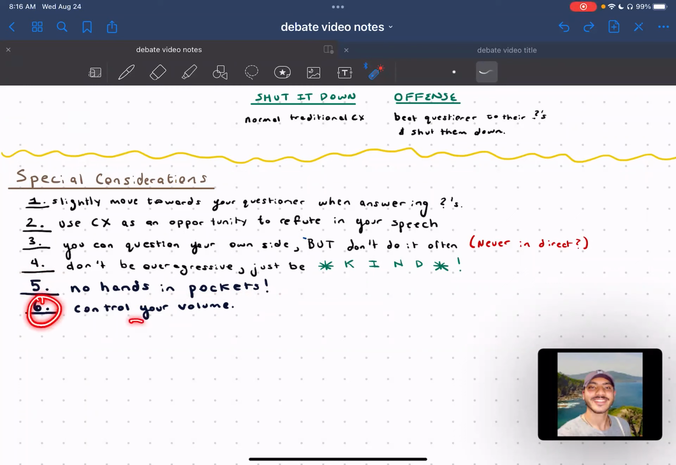And finally, 6, control your volume. In the same way that we don't want to be over aggressive, that can be a sign of uncontrolledness. Being too loud is a huge sign. And then being too timid, that's a really common problem, especially for novices. You want to make sure that you're projecting your voice, that you're filling the room with your presence. And using your voice is one of the main ways to do that. Again, don't be too loud, but speak loudly enough to where the whole room can hear you.